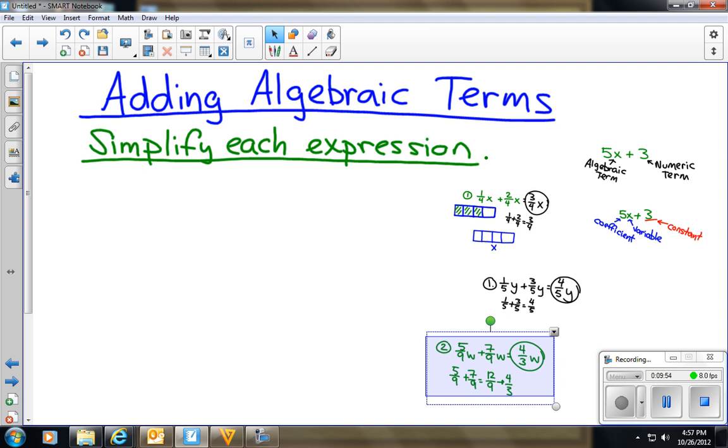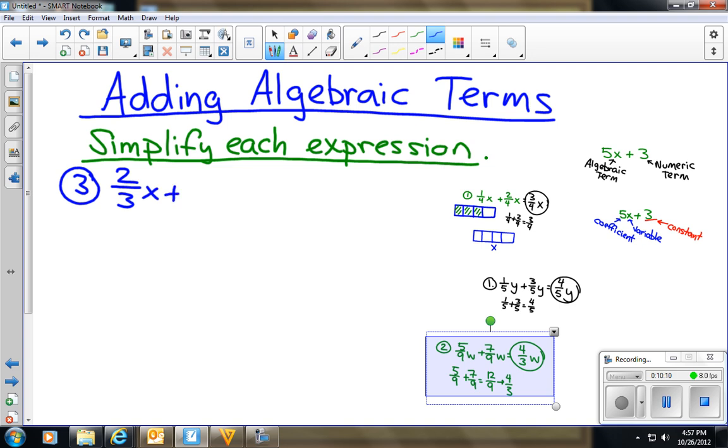Okay? So let's go ahead and say we're going to move on to decimals at this point. You know what? We'll continue with fractions. Why not? We're going to do more complex fractions. Let's say that we have 2/3 x plus 1/4 x.